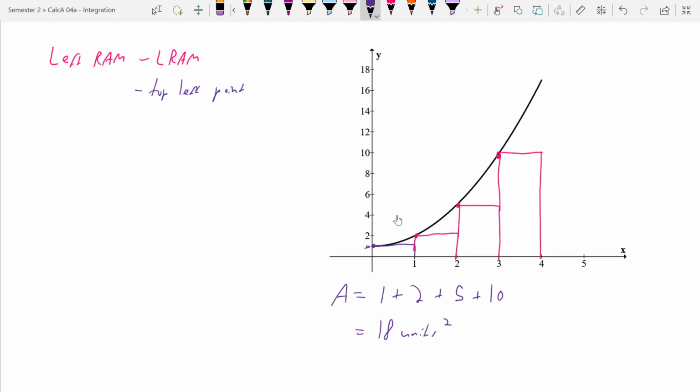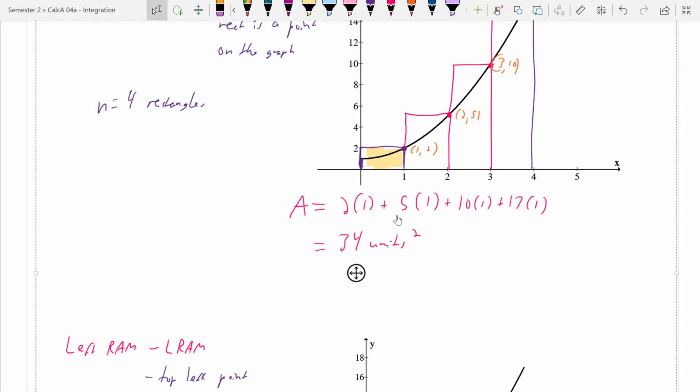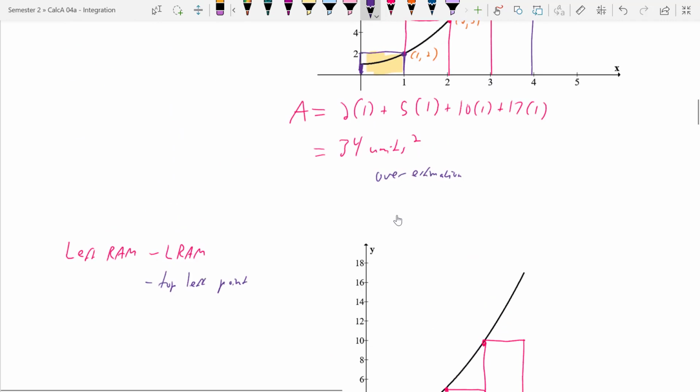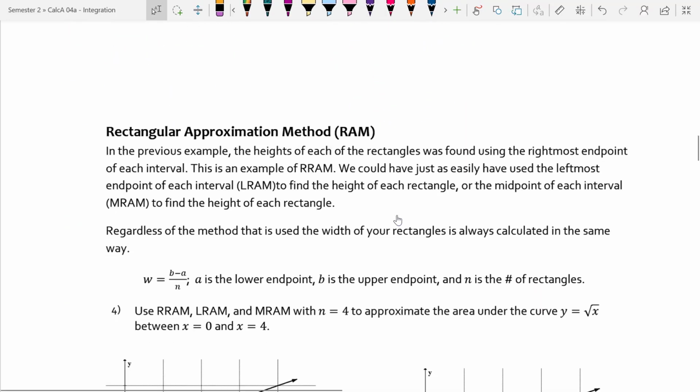So compare the two of them. Clearly the one before was an overestimation, and you can see that by the graph. This one was an underestimation. And the area is going to be somewhere in between that. Probably not the average of the two, but yeah.